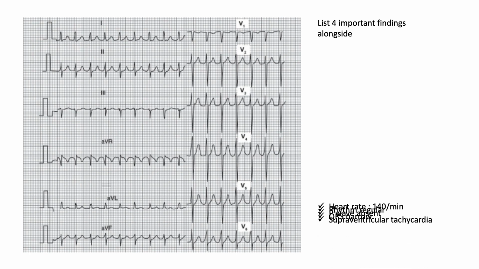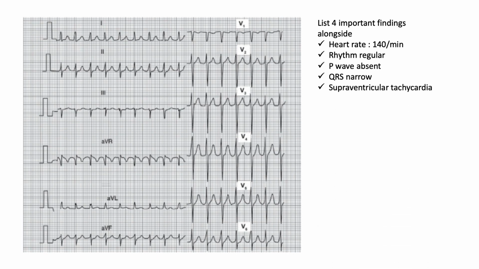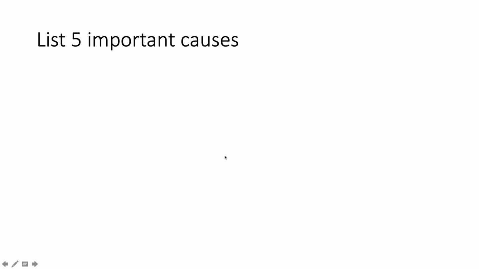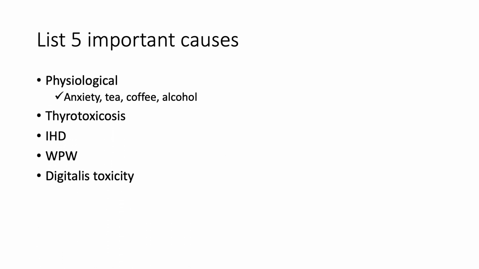What's happening here, everybody? So the heart rate here is 140 beats per minute. The rhythm is regular. P waves are absent. Can you see those P waves? Hey, P waves, where you at? Can't see you, man. The QRS is narrow, and this is a supraventricular tachycardia. Important causes in our setting could be physiological. Some people have a lot of Red Bull and energy drinks, which can bring this on. Anxiety, tea, coffee, alcohol, thyrotoxicosis, ischemic heart disease, Wolff-Parkinson-White, and digitalis toxicity.